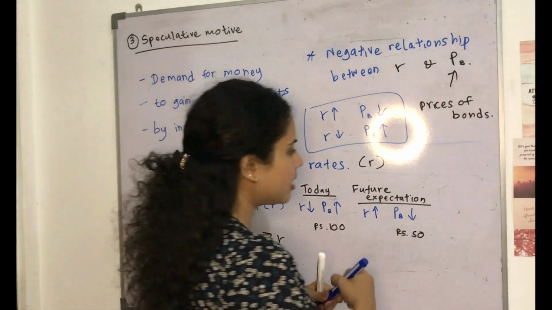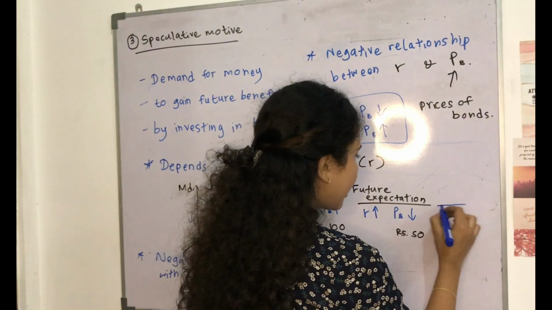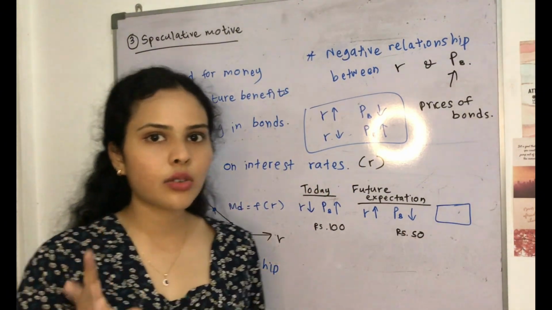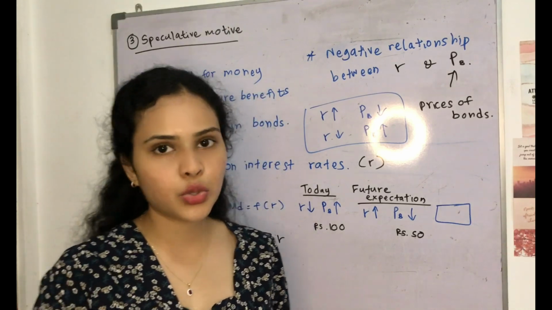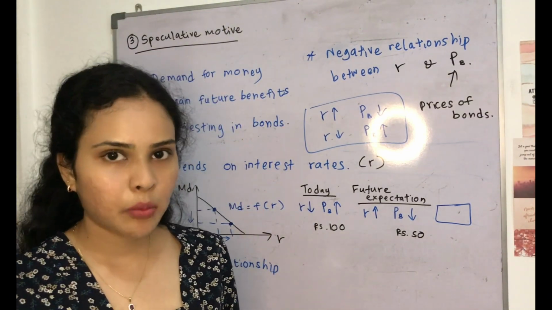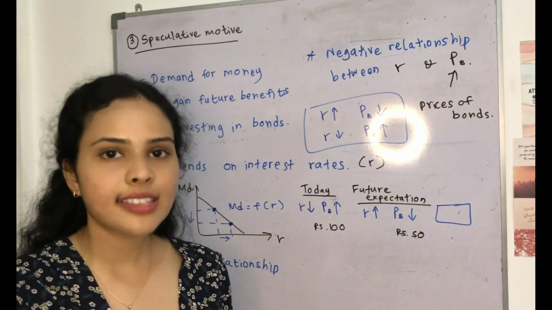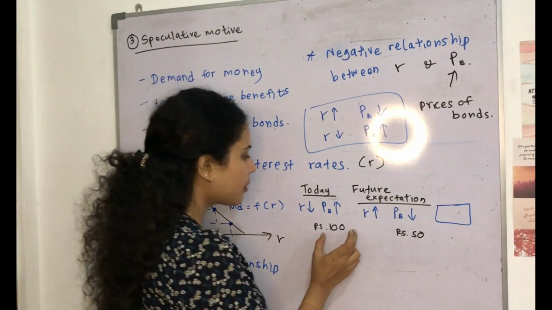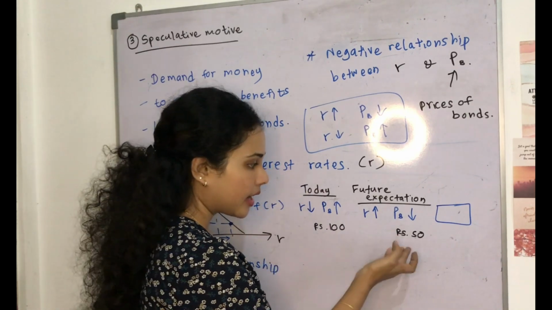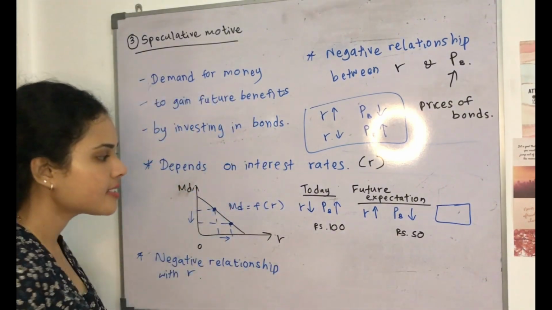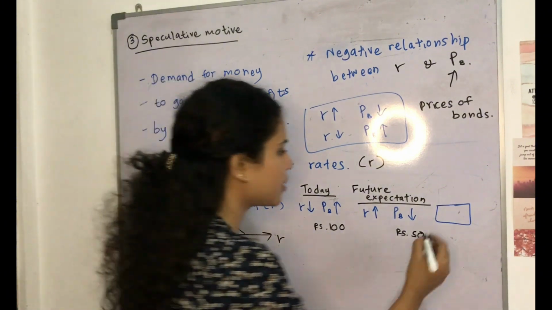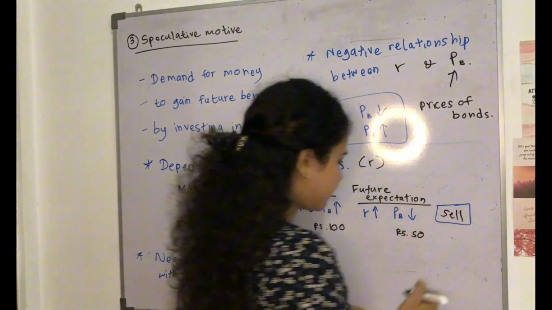Now what you should do today: there are two decisions you can choose, either selling the bonds you are currently having or purchasing new bonds. So if today's price is 100 and in future it will get reduced to 50 rupees, we should sell the bonds.